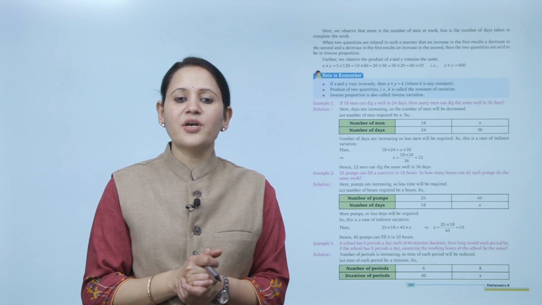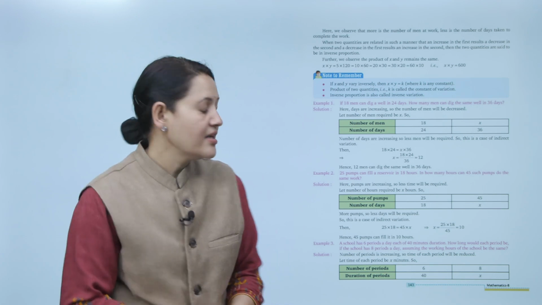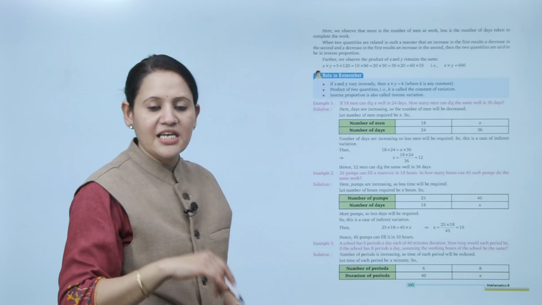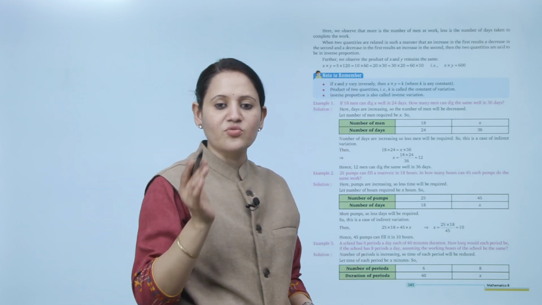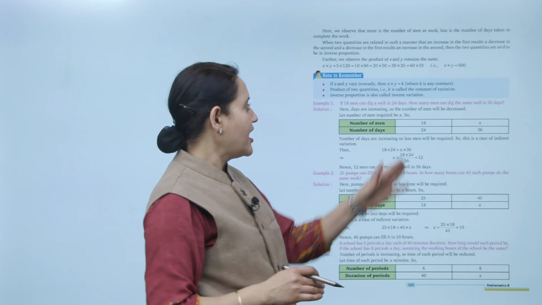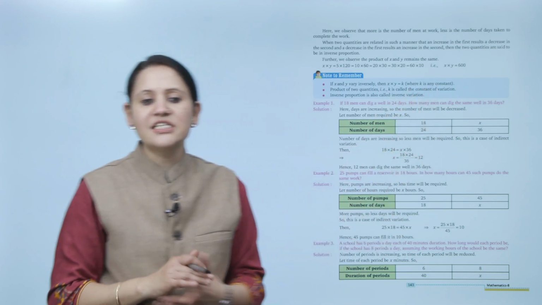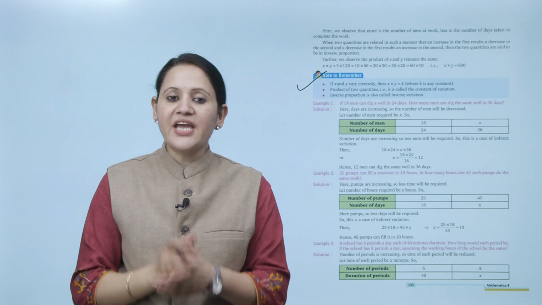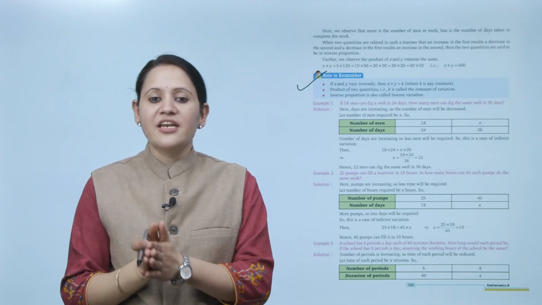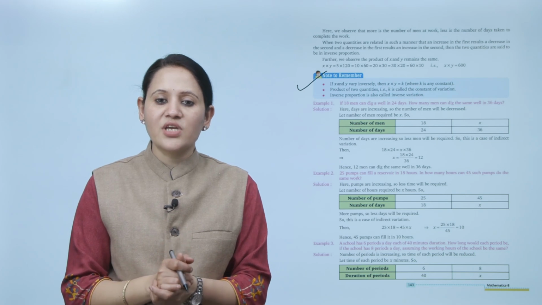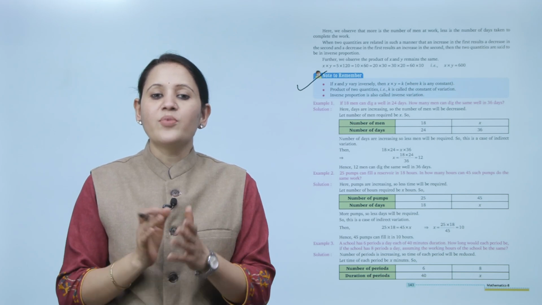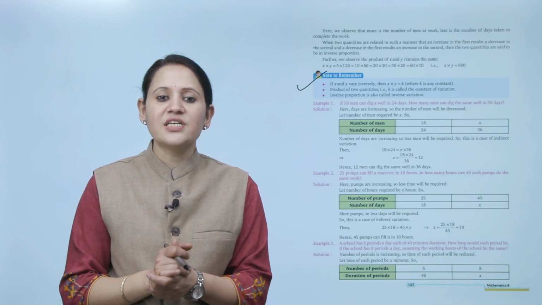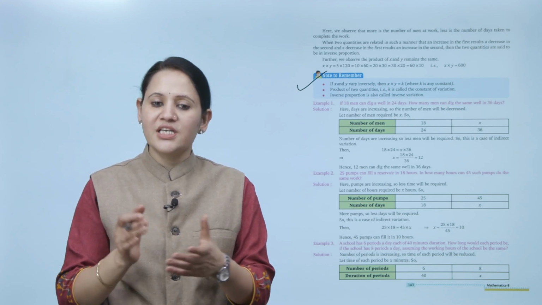Further we observe that the product of x and y remains the same. So here x and y, that is equals to 5 into 120, same as 10 into 60, 20 into 30, 30 into 20, 60 into 10. Here x into y is equals to 600. Next is note to remember. If x and y vary inversely, then x into y is equals to k, where k is any constant. Product of two quantities, k is called the constant of variation. Inverse variation is also called indirect variation. Clear?